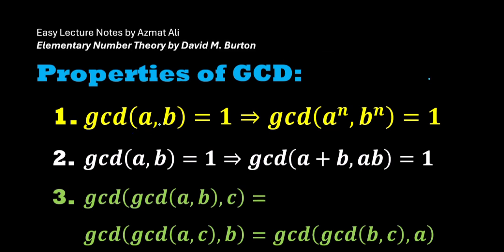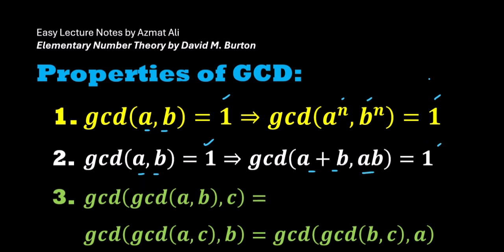If GCD of A and B is 1, that is A and B are relatively prime, then any integral power n of A and B has a GCD equal to 1. If A and B are relatively prime, meaning their GCD is 1, then GCD of their sum and their product is also 1.